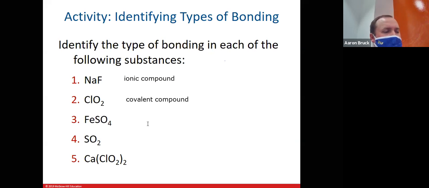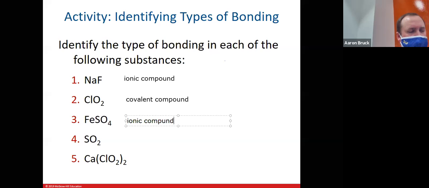Number 3, FeSO4. Fe is the element iron. Is iron a metal or a nonmetal? It's a metal. So I've got a metal, and SO4, sulfur and oxygen, are both nonmetals. We recognize SO4 as the sulfate ion. This is iron(II) sulfate, in fact. This is an ionic compound.